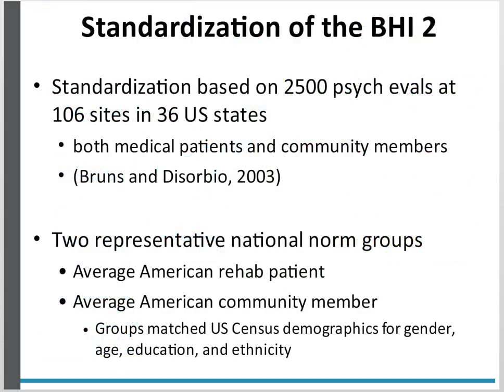The standardization of the BBHI-2 was based on about 2,500 psych evals administered to patients in 106 sites in 36 U.S. states, with none of these being administered by either myself or Dr. DeGood, my co-author. This allows us to gather 2 representative national norm groups, one representing the average American rehab patient and the other the average American community member. Now, these groups were matched to the U.S. Census data for gender, age, education, and ethnicity.